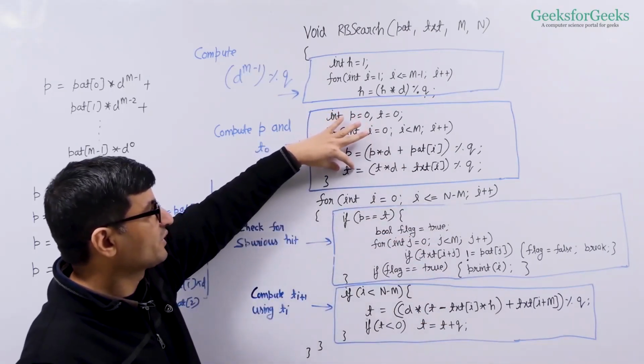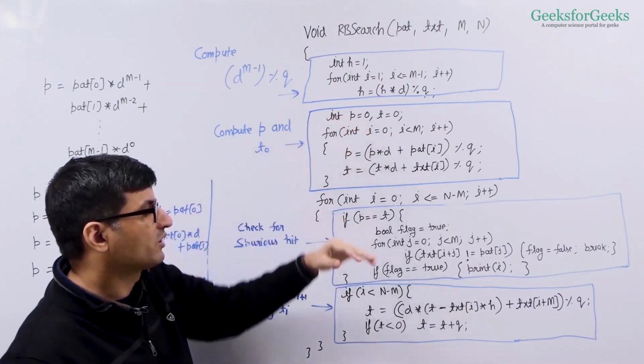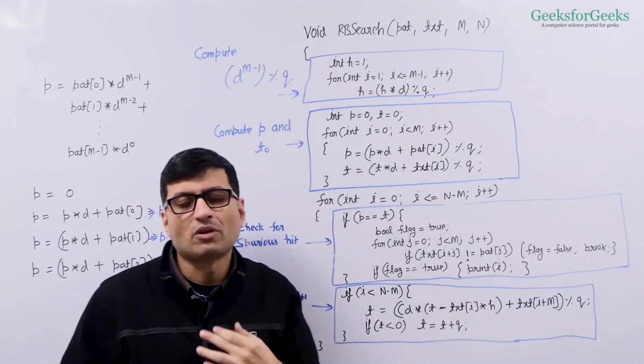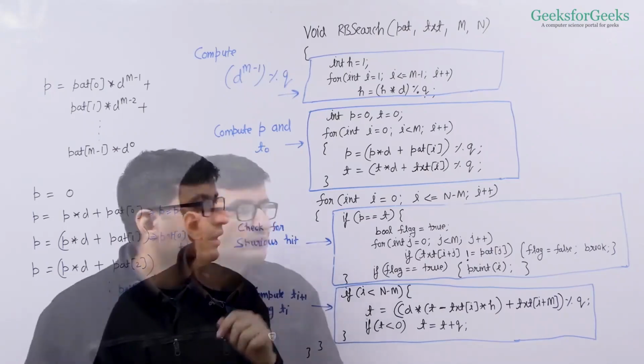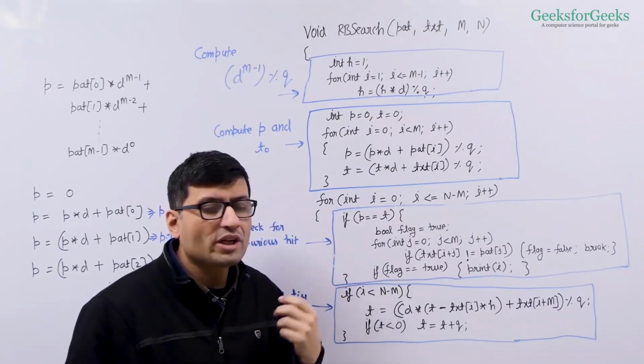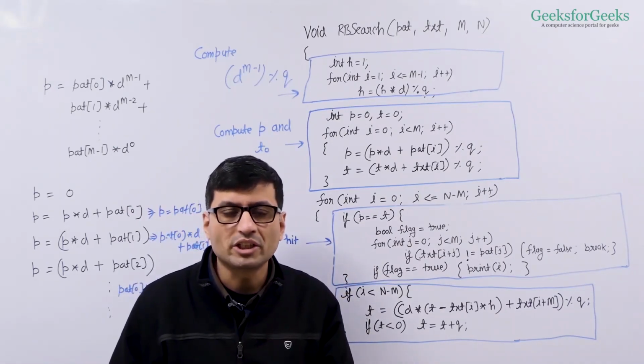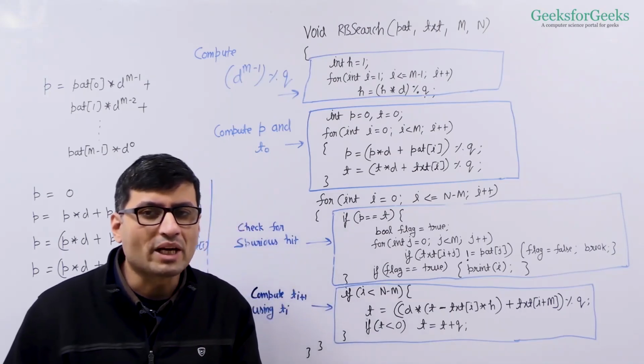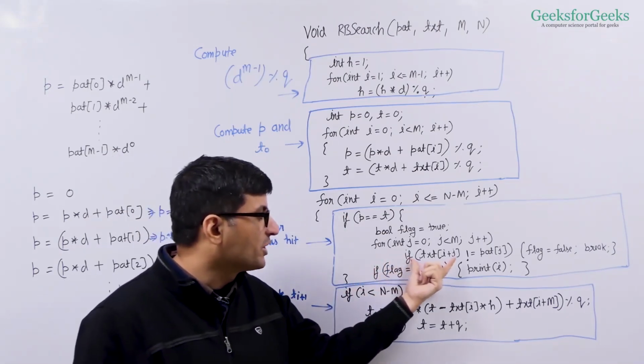And this text hash function is going to be used only for the first window. Now we run a loop for all the windows one by one. And inside this loop, we compare the values of p and t. If these two values are matching, then we compare individual characters.